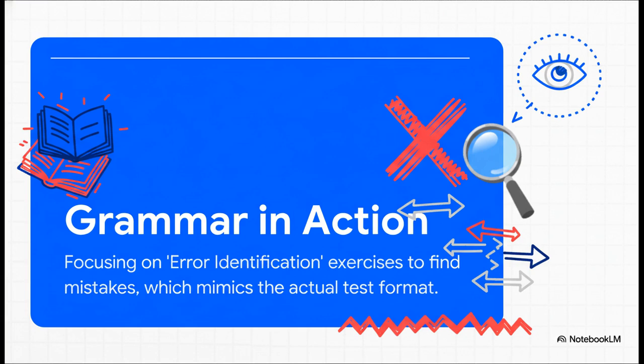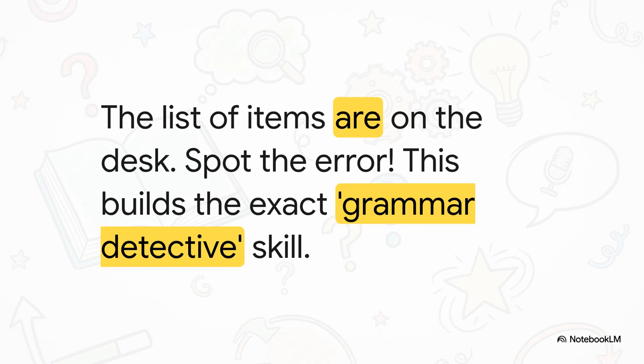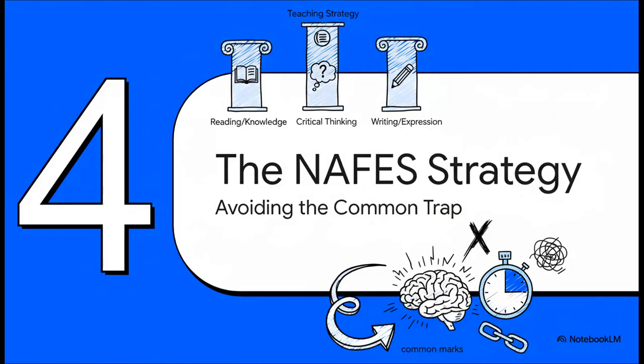It just makes sense. Using these kinds of short, focused, find-the-error exercises right in your classroom is a fantastic way to simulate the test environment. It builds that exact grammar detective skill that students need to quickly spot what's wrong and grab those easy points. Okay, so we've got our 3 teaching pillars. Awesome. But even with all these great skills, there's one really common trap that can make students lose points when they're under pressure. So let's talk about that, and more importantly, how to help them avoid it.